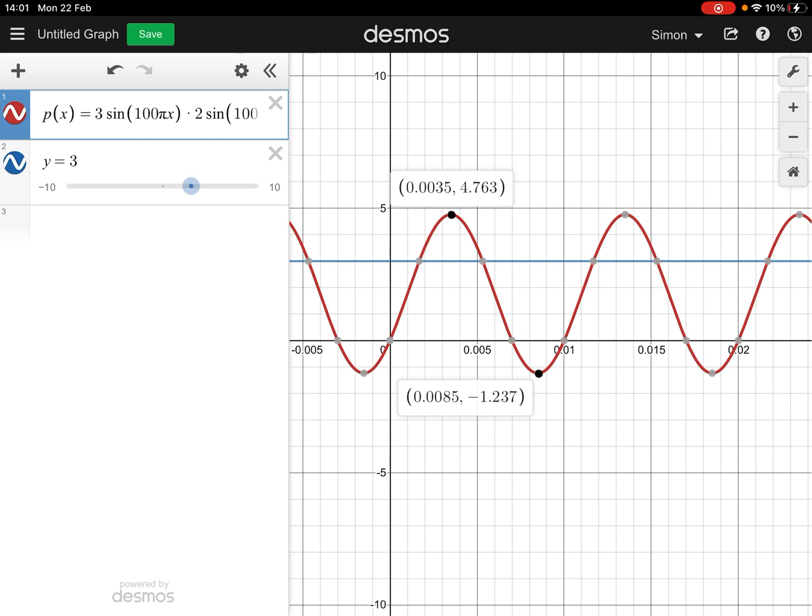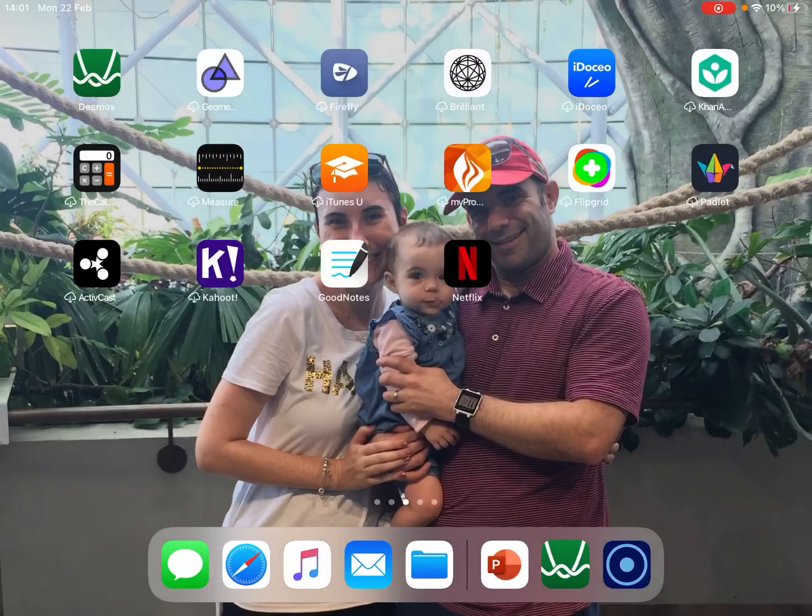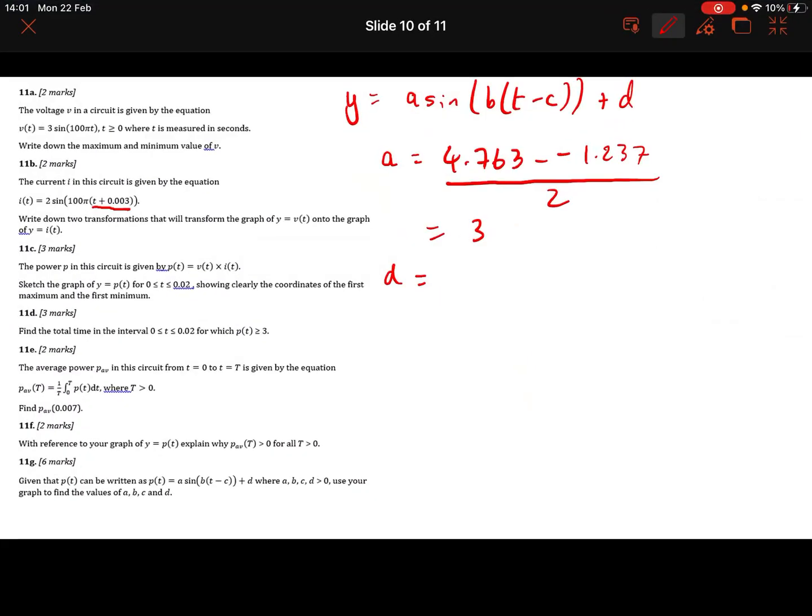4.763 minus 1.237, and then divide that by 2, we're going to get 1.763. So that is how much the graph must have shifted upwards from a normal sine curve. So D is easy to find. Now, B is also easy to find by thinking about the transformations.